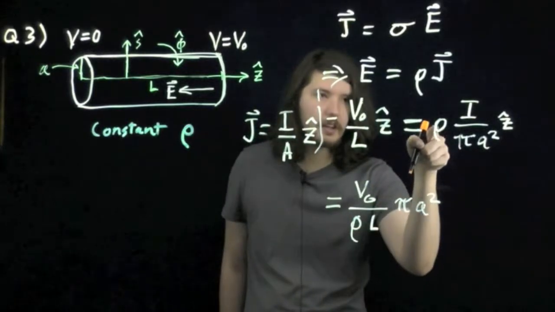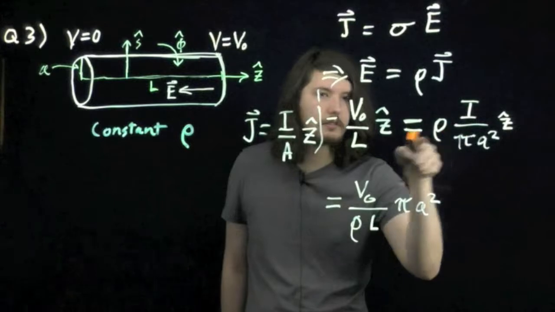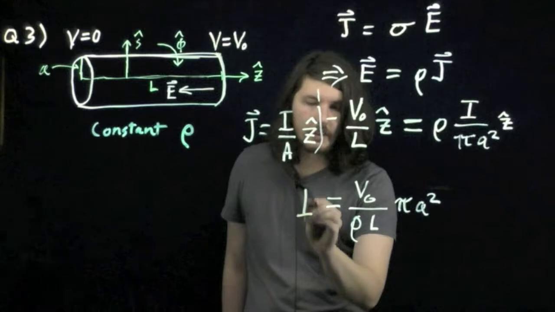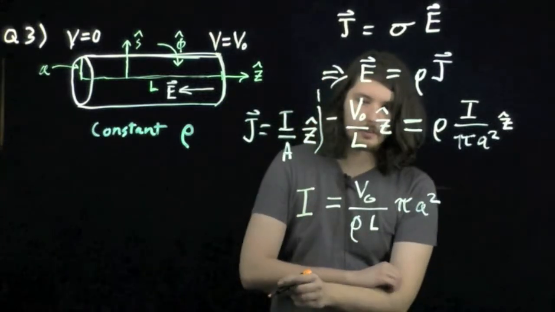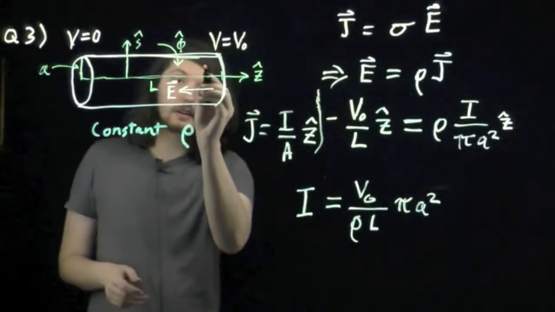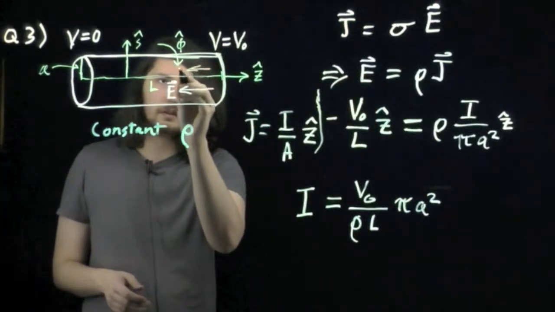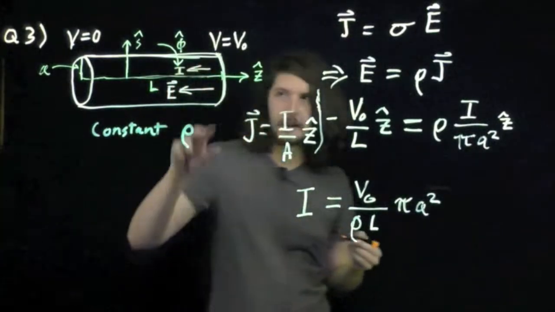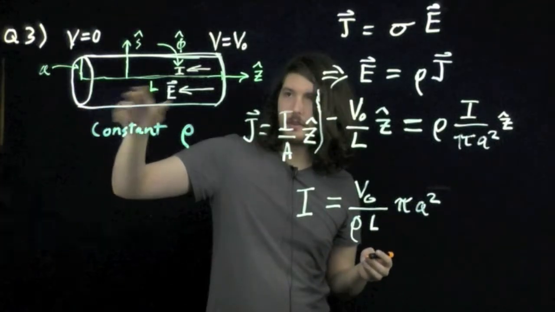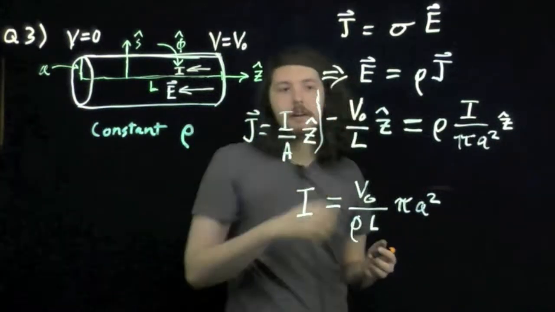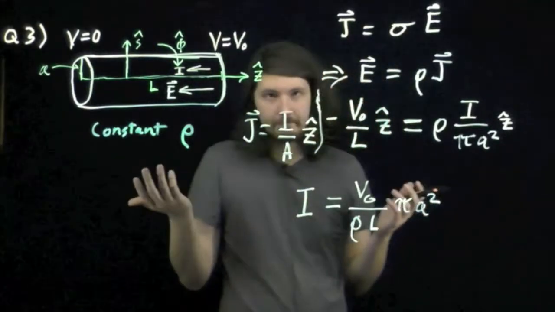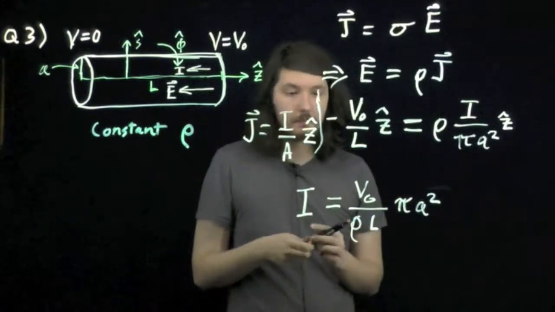Okay, let me just double check. So that is over there, pi a squared, V naught. And so with that, we have the magnitude of the current, and we already know from the sign of this that the current is actually parallel to the E field. And with that, this problem is solved.